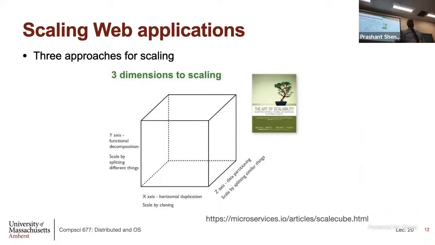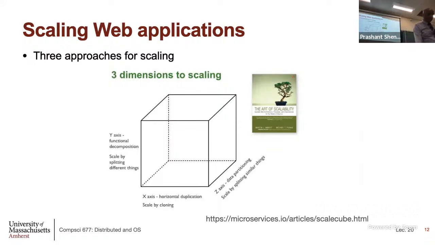You can always replicate data, but partitioning also gets rid of this issue of consistency. When you make copies, you've got to keep the copies consistent. That adds more overhead. Partitioning actually solves some of that problem. So these are three dimensions of scaling. It's very popular in designing large-scale microservices and web applications. Any questions here?